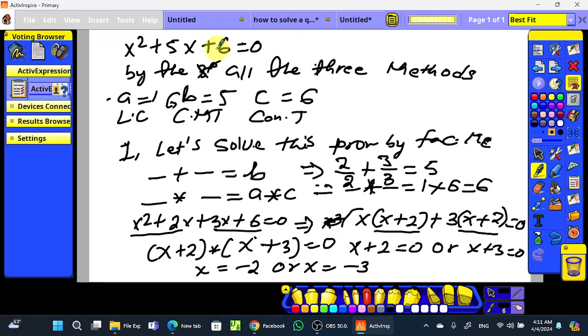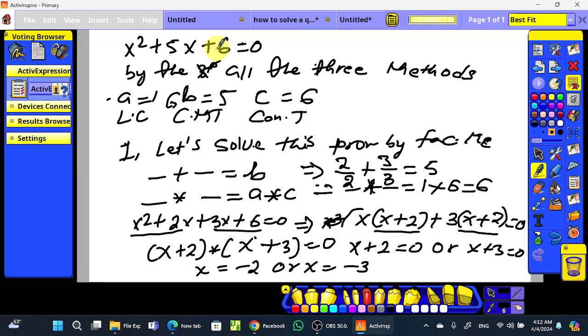In this case, 2 and 3 were the numbers that add up to give 5, and 2 and 3 were the numbers that multiply to give 6. Remember, when a is 1, the solution is x equal to the opposite of those numbers, that is, minus 2 and minus 3. And you don't even need to work through factorizing this way.